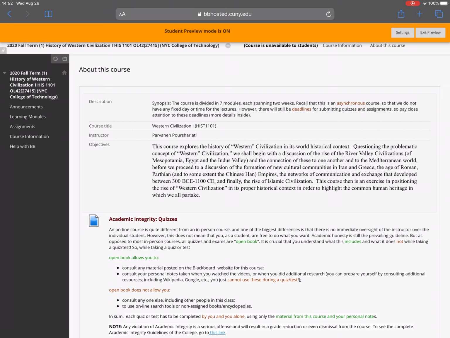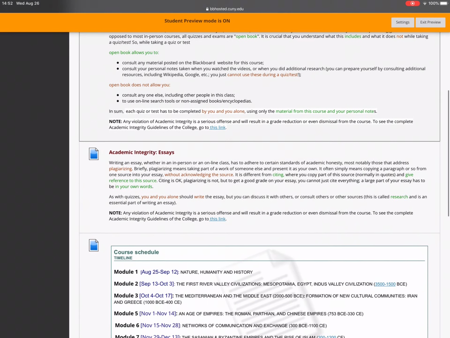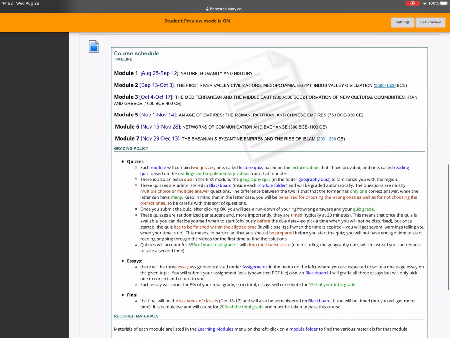the objectives of the course are written under the objectives of the course. We will have modules, and these modules will take us through 5,000 years of history. We will talk about them. So then I want us to see the modules. You see here in the course schedule, you have module 1 that goes from August 25th to September 12th, module 2 September 13th to October 3rd, and so on and so forth. And lastly, you have module 7.